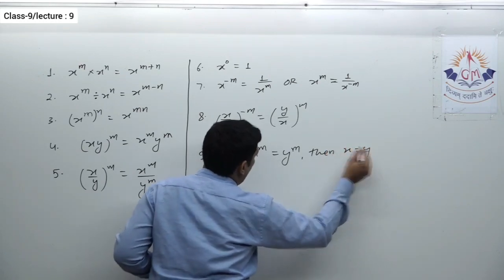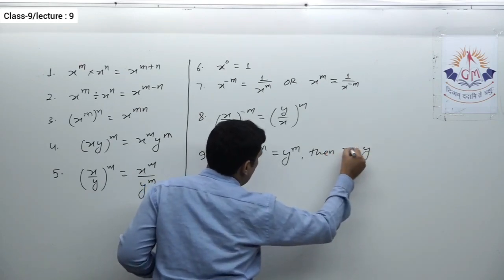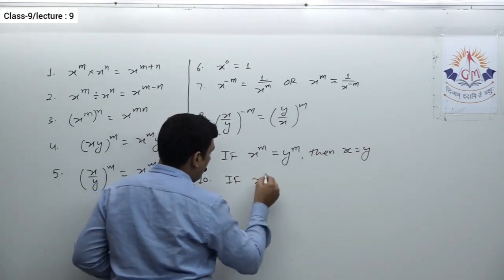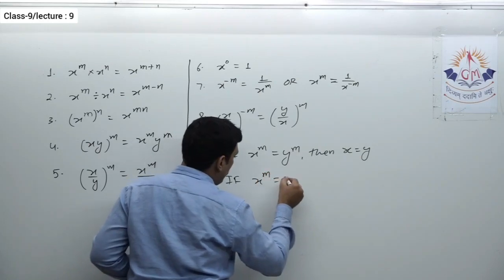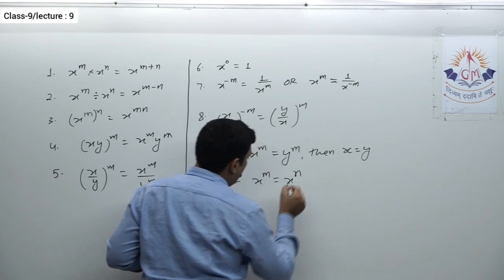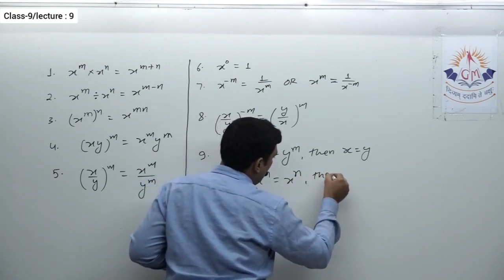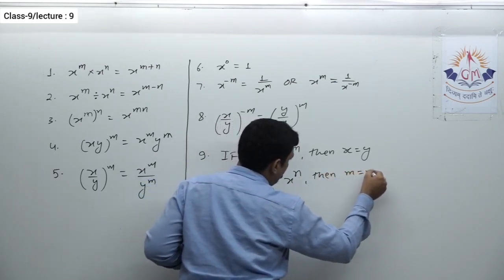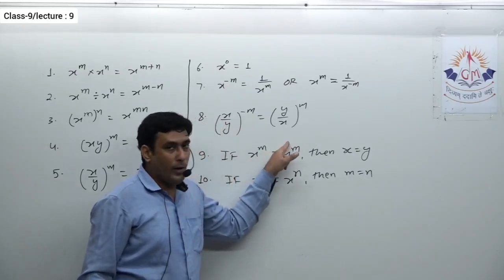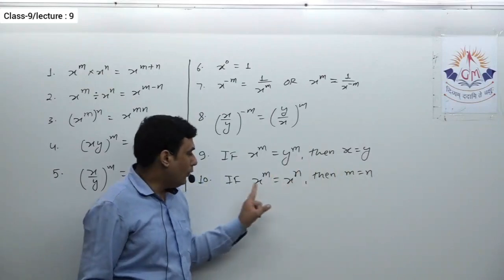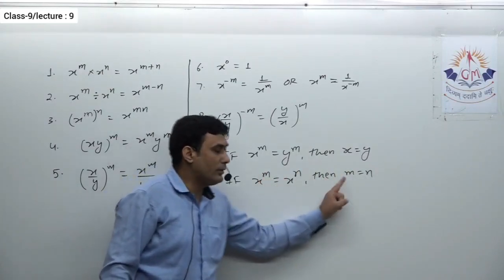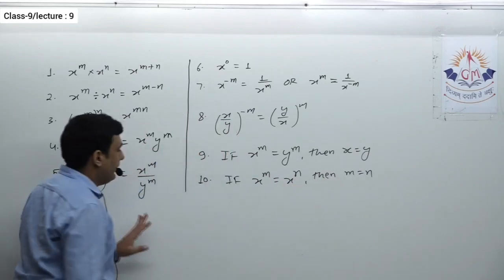x is equal to y. Then the 10th one, if x raised to m is equal to x raised to n, then m is equal to n. Okay, over here two quantities are equal with the same power, so the bases will be equal. Over here two quantities are equal with the same base, so the powers must be equal. So these were the basic 10 laws.